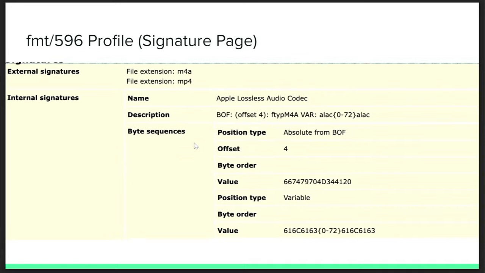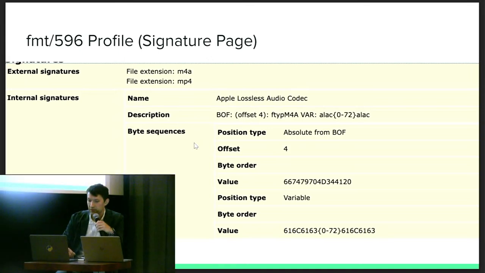And now here is FMT/596. Yes. It's named the Apple Lossless Audio Codec. It's supposed to describe a specific variant of the MPEG Part 14 multimedia container format that Apple uses to deliver lossless audio files from its music store. In this example that I described, the file contained video. So how is it being matched to this thing, which only talks about audio?